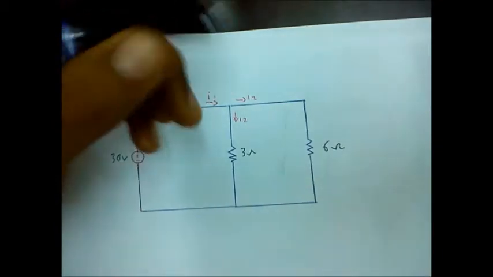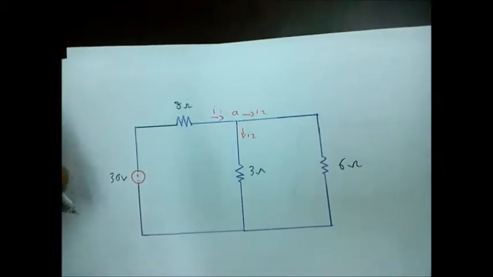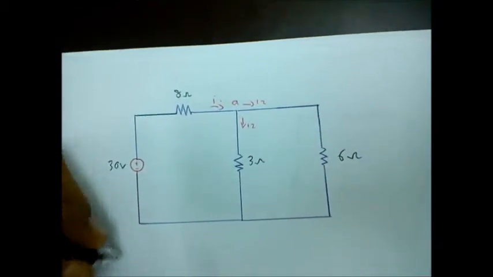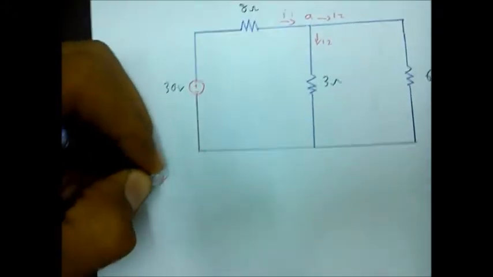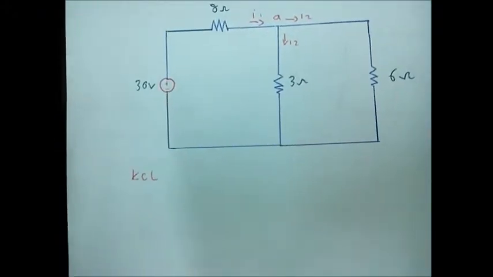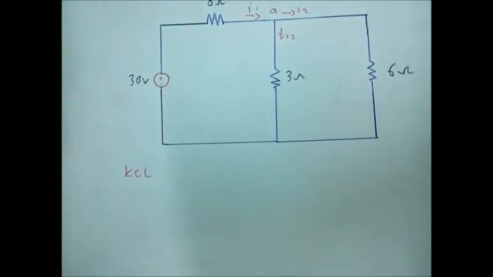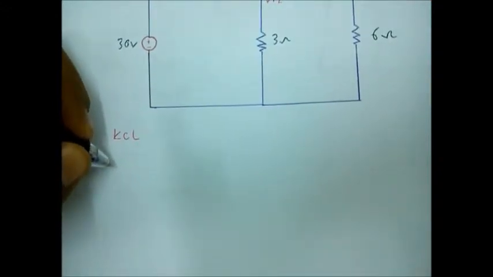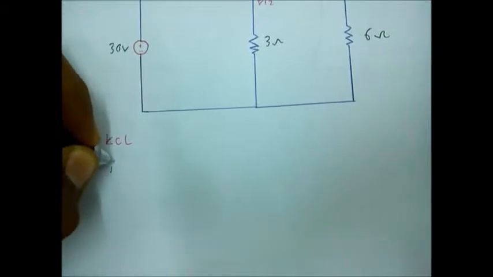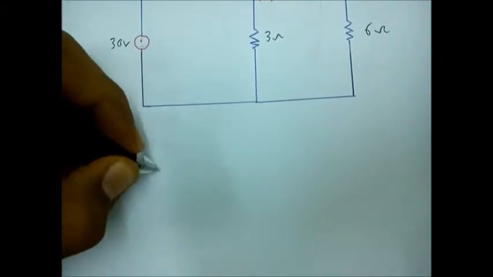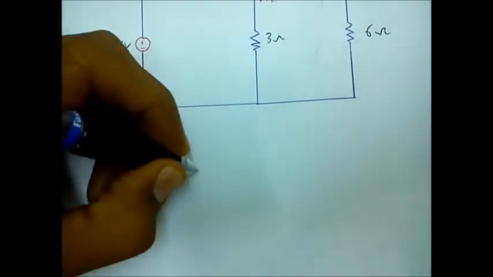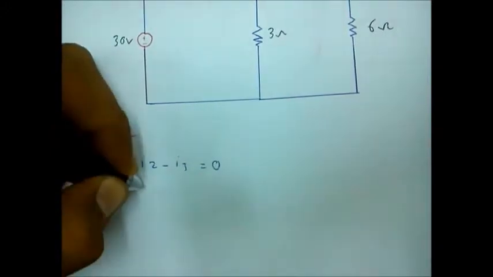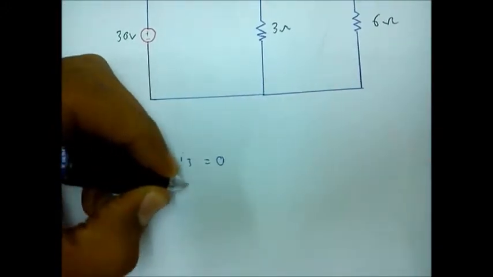This parallel circuit has one node that I call A. Okay, and I will use Kirchhoff's current law, KCL, to show this equation. The first equation for KCL gives I1 minus I2 minus I3 equals 0. That shows I1 equals I2 plus I3.